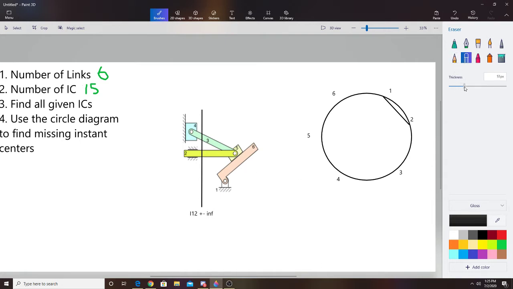What in the hell is going on? Oh, it's the eraser. What am I doing?